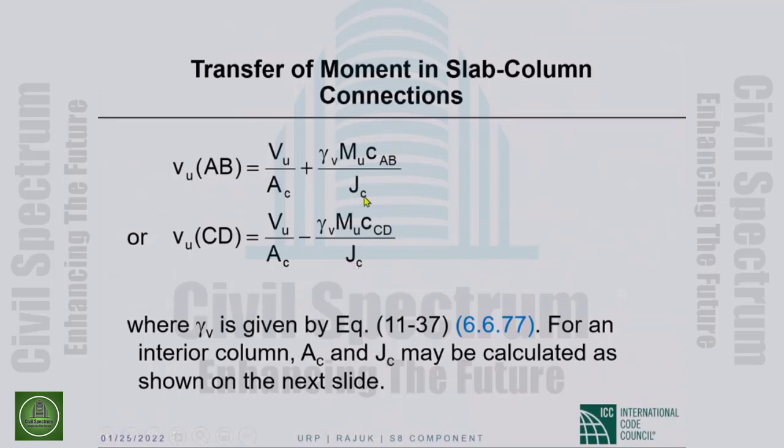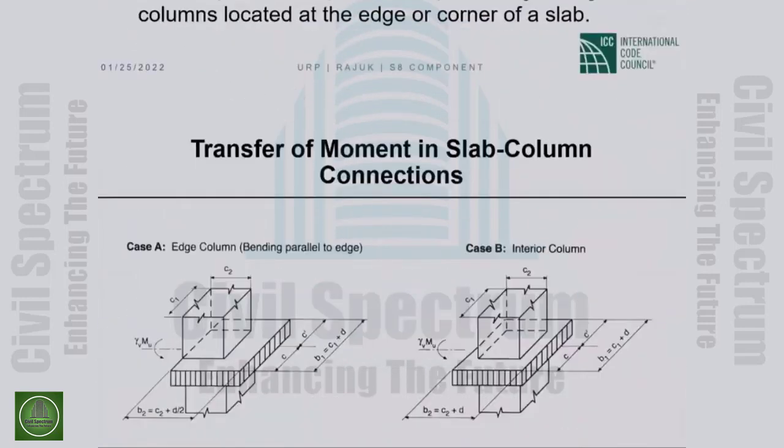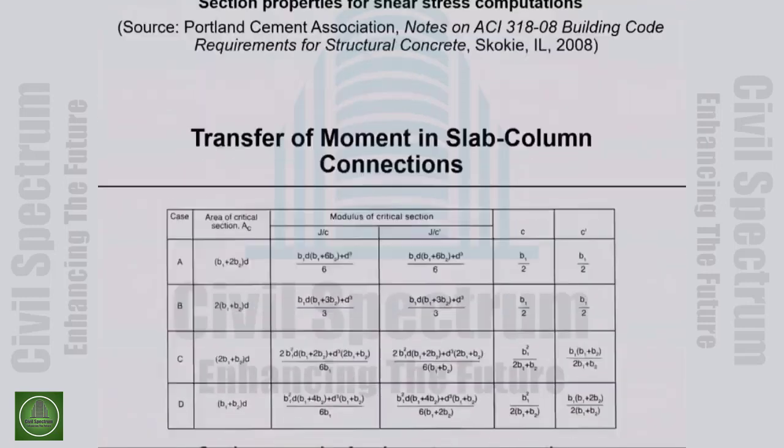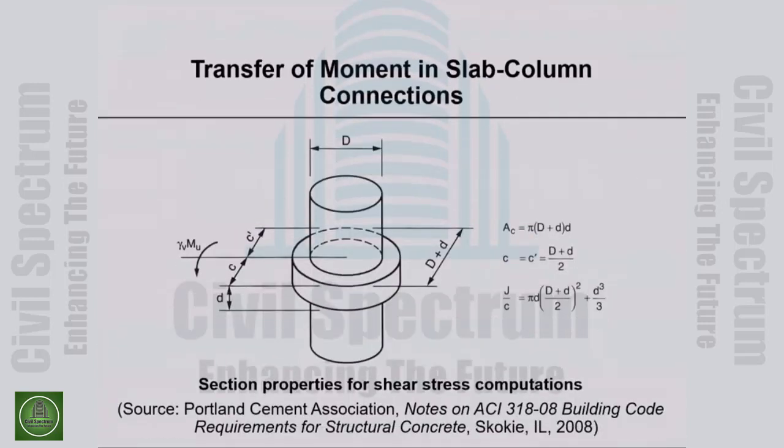Okay, the J over C is in this expression, J sub C over C sub AB, and J over C prime is J sub C over C sub CD. So from that expression, you can go directly to this table. You can calculate the properties that you need, and that gives you the stresses. And I will show you an example.